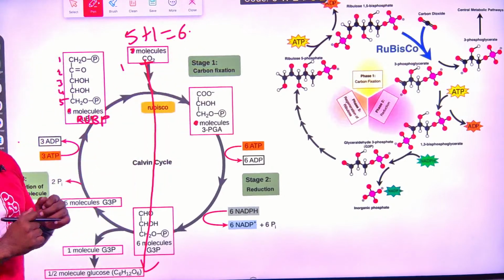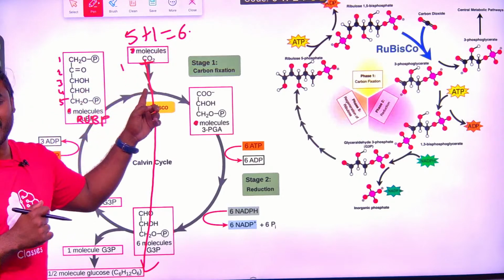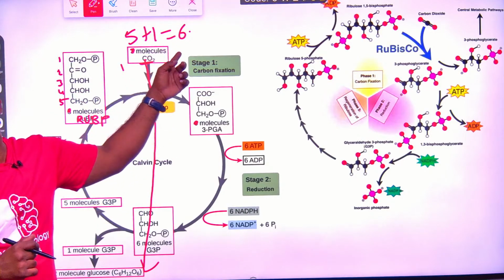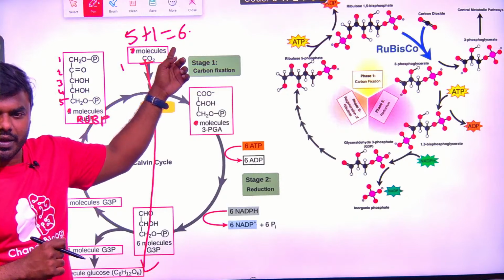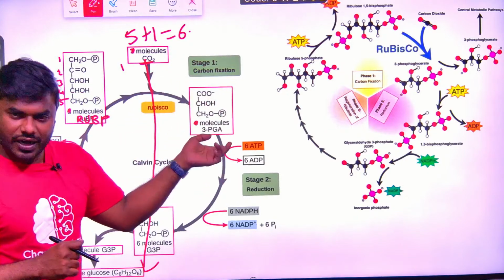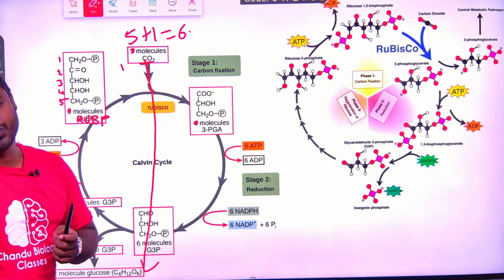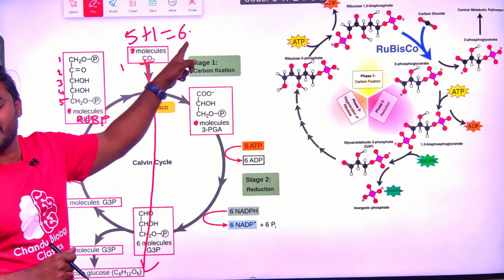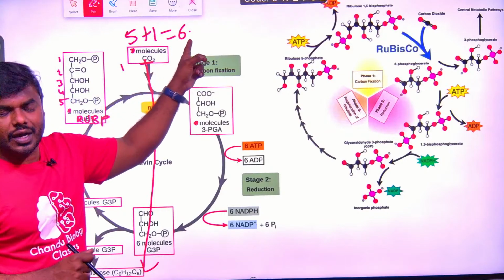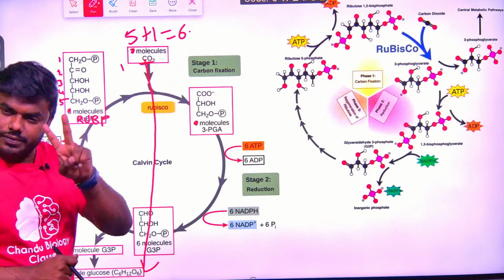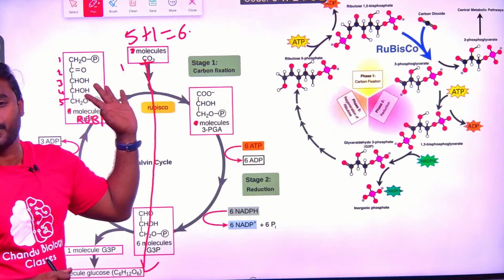And I hope you understand. 5 plus 1, 6 carbon, that is a completely unstable compound. Completely unstable. So I want to make it stable. And we have a rule that our intermediate product should be how many carbon? 3 carbon. So I am having 6 carbons in hand. How many 3 carbons can I produce? 2 molecules of 3 carbon I can produce.